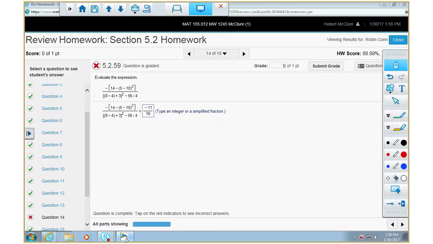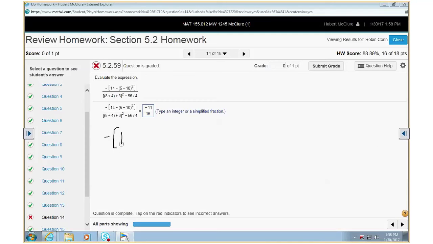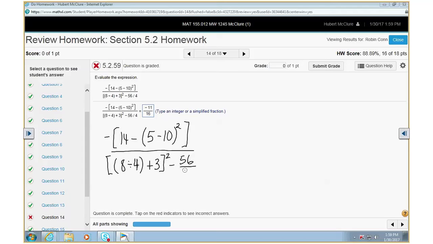All right, if you haven't got the answer yet, that means you're a failure, so might as well look up here. Negative 14 minus, parentheses, 5 minus 10. I usually write the problem over because people sit in the back of the room and can't see. Squared, over 8 divided by 4 plus 3, close parentheses, squared, minus 56 over 4.